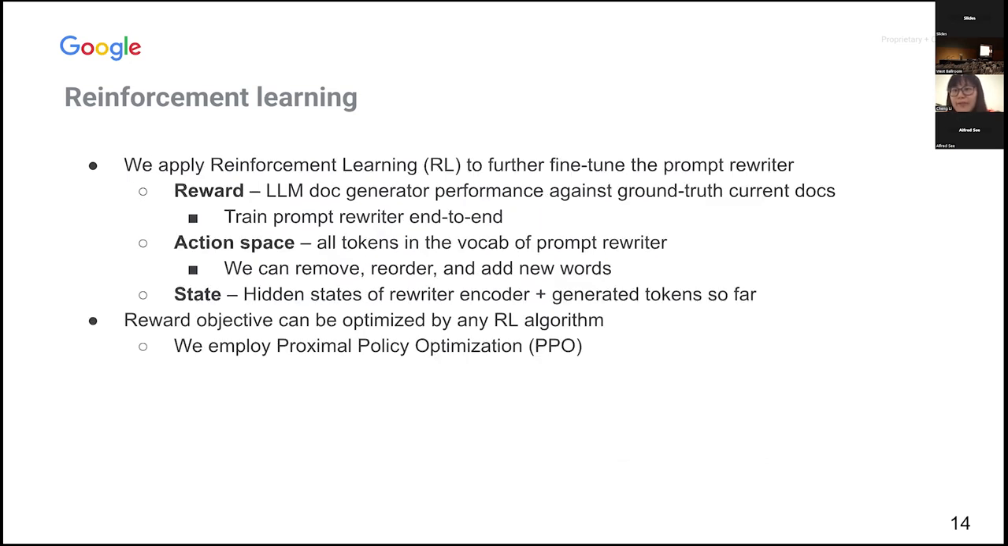So we apply reinforcement learning to further fine-tune the prompt rewriter. The reward is the LLM document generator performance against the ground truth current documents. The action space is all tokens in the vocabulary of the prompt rewriter. In this way, we can remove, reorder, and add new words. The state is the hidden states of the rewrite encoder and the generated tokens so far. We use PPO as our algorithm, which is like the off-the-shelf algorithm.